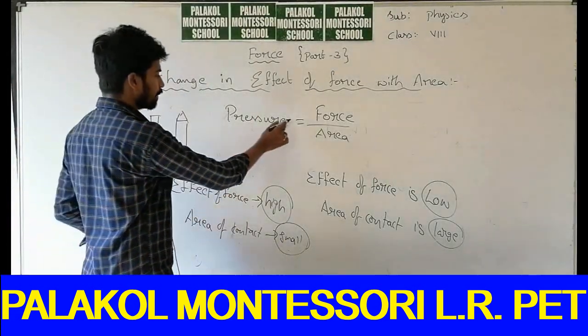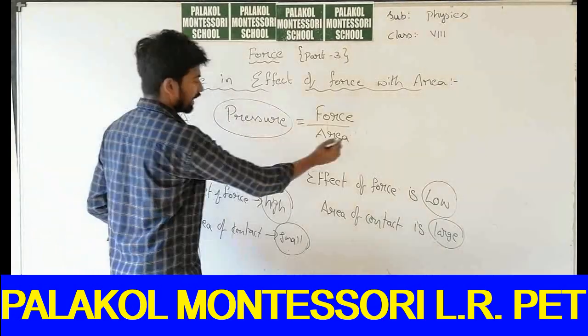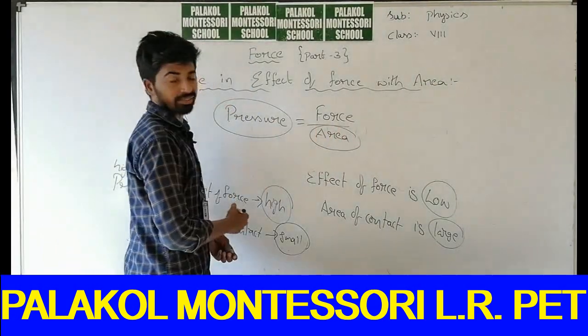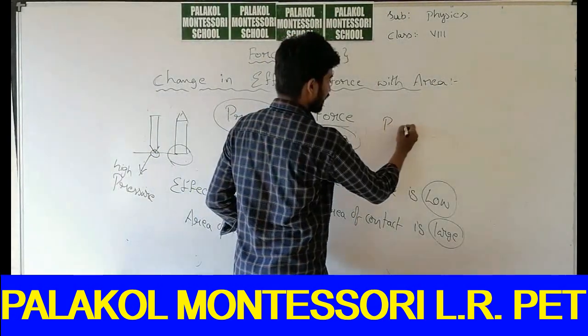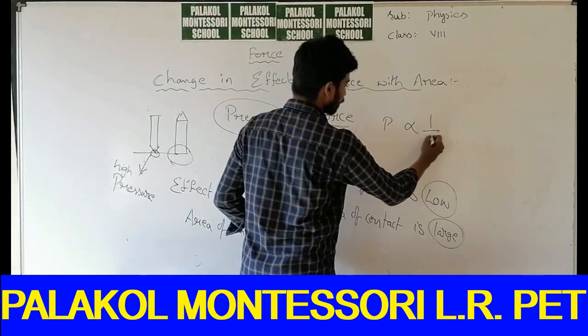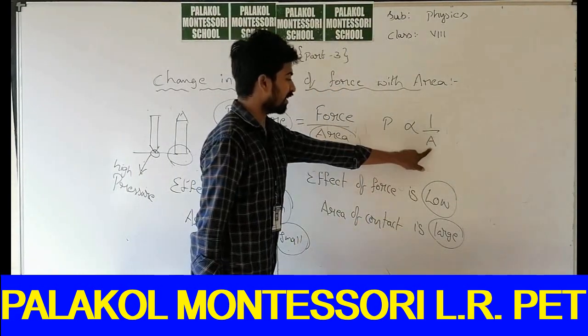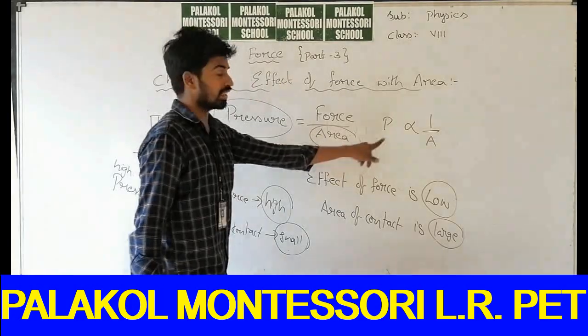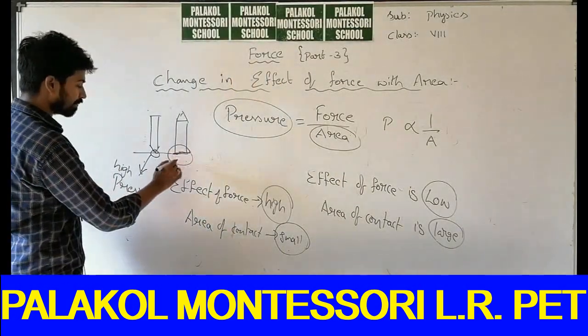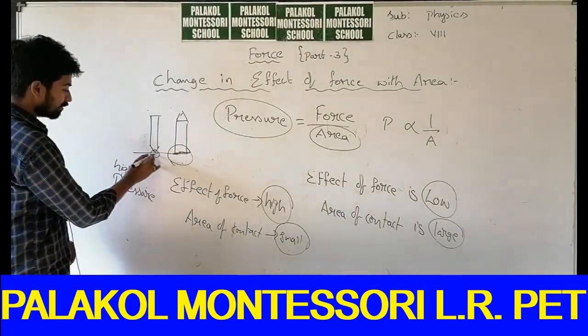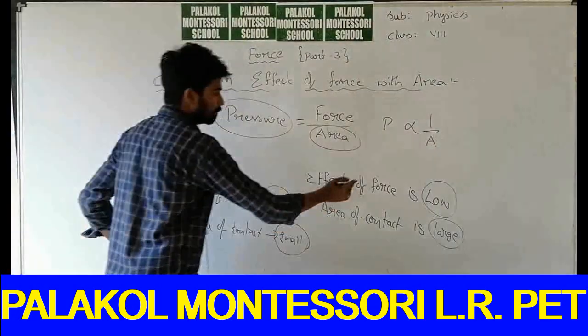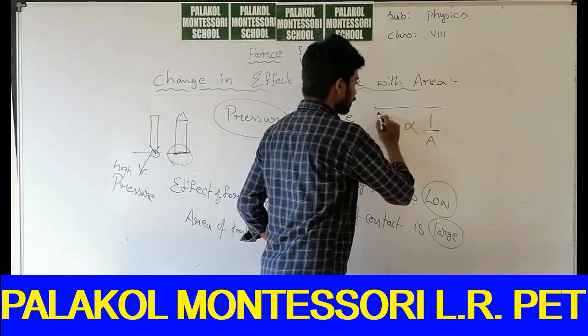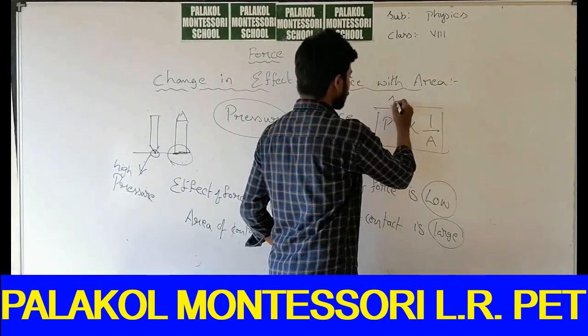Here, if you observe, pressure is in the numerator and area is in the denominator. So pressure is inversely proportional to the area. If the area increases, pressure decreases. If the area decreases, pressure increases. This relation we call inversely proportional.